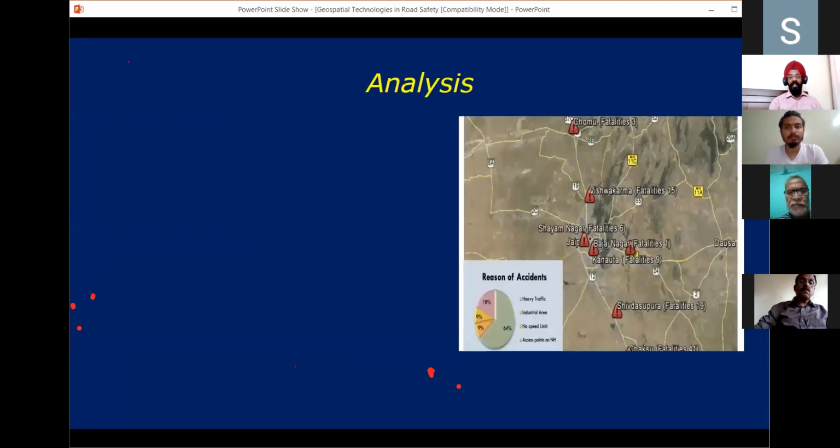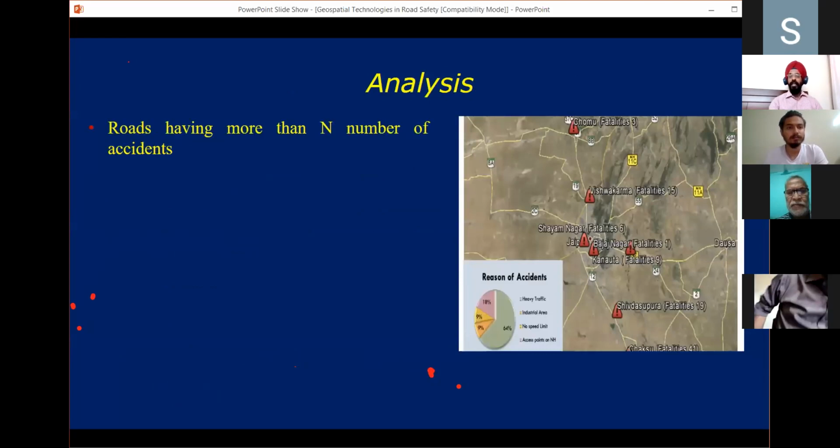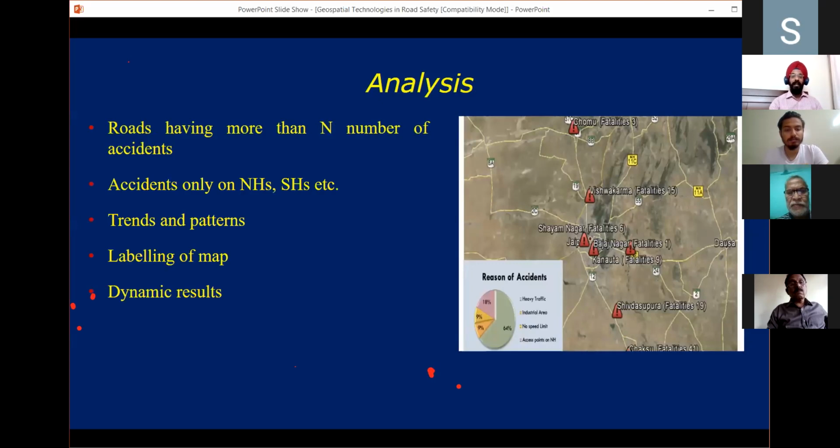Yes, this kind of analysis I can do: roads having more than n number of accidents. If I have a GIS map, I can do this analysis, for example, which roads have more than 10 accidents. It will give me where that black spot is. I can also see just the accidents occurring on National Highway NH1 or NH205. So I can easily get those things.